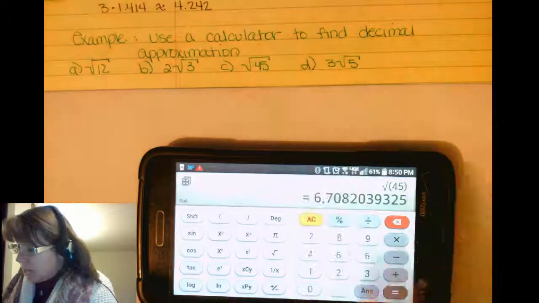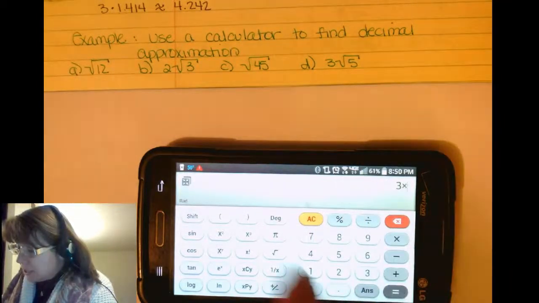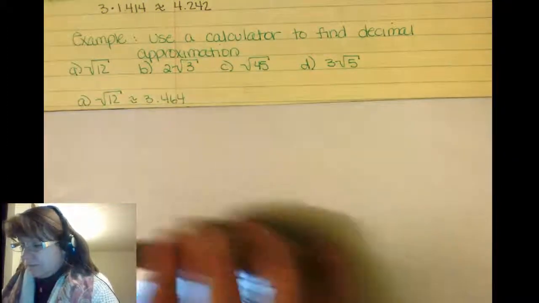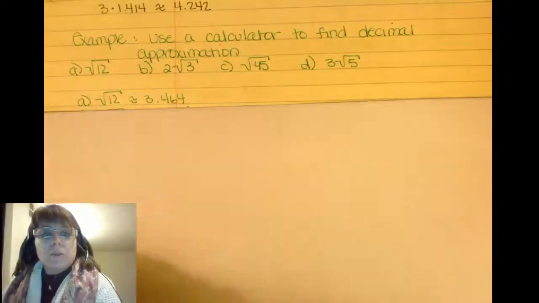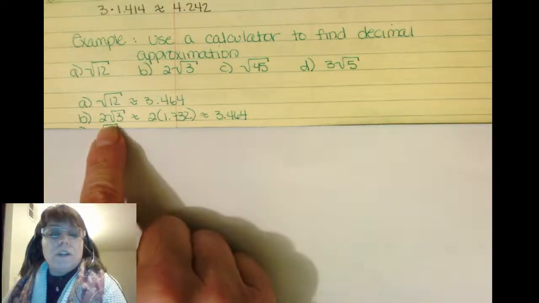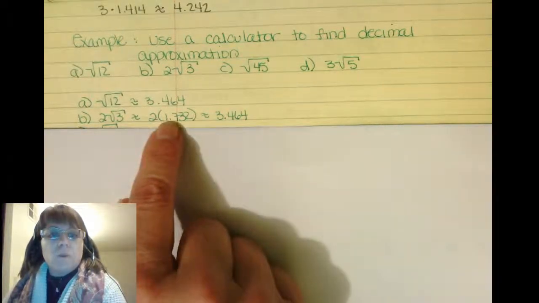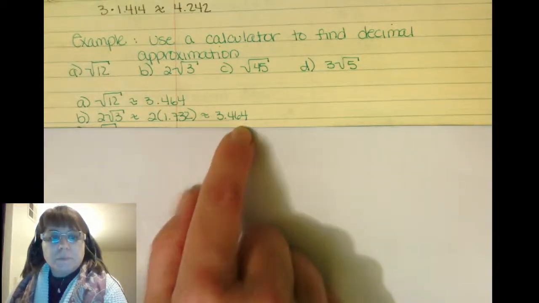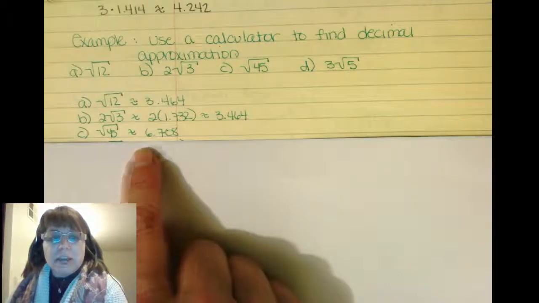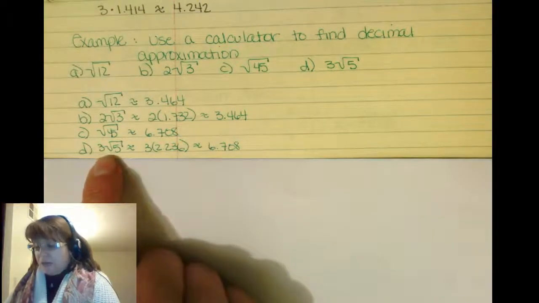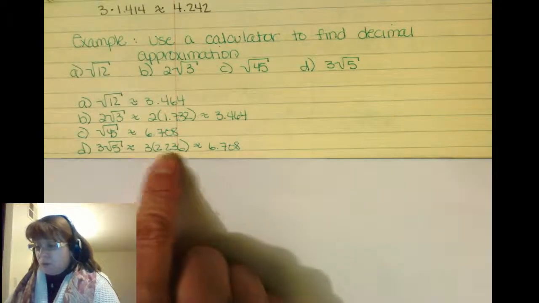Approximately 6.7. And then 3 times the square root of 5 is going to give us 6.78. Okay. So again, the square root of 12 is approximately 3.461. The square root of 2 square roots of 3 is 2 times 1.732, so approximately 3.464. Square root of 45, plug into the calculator, you're going to get 6.708.